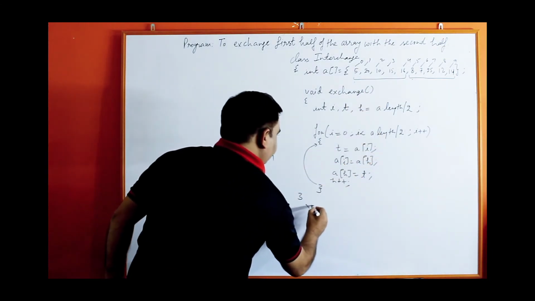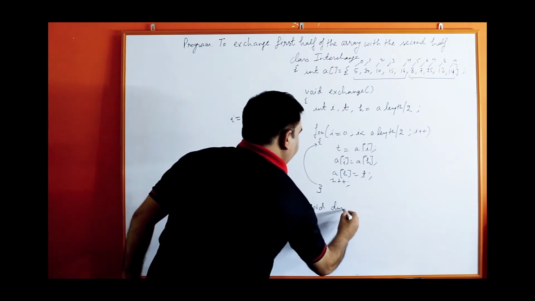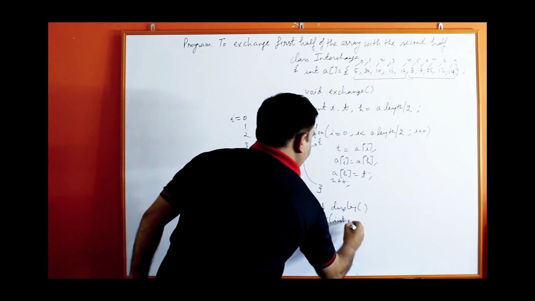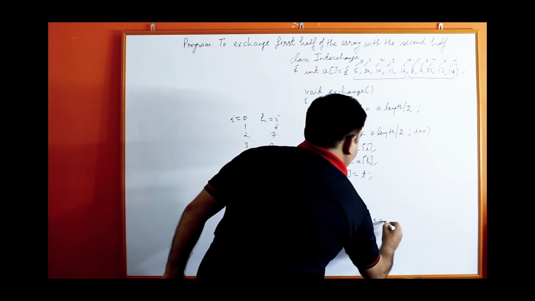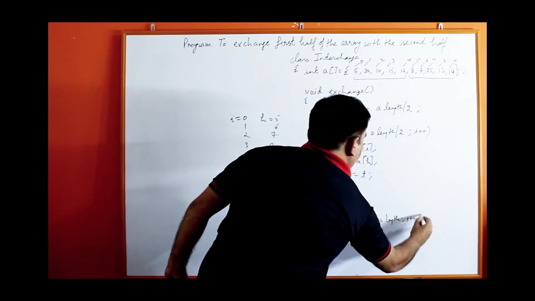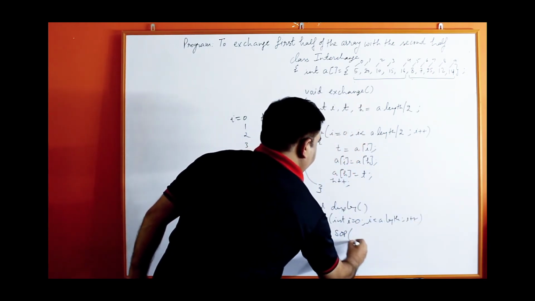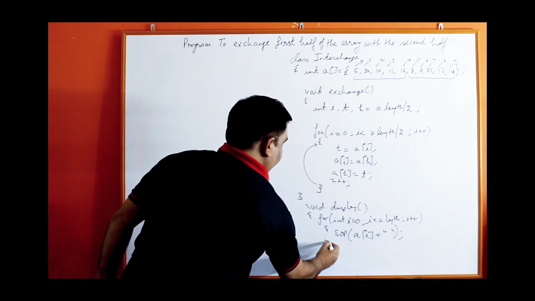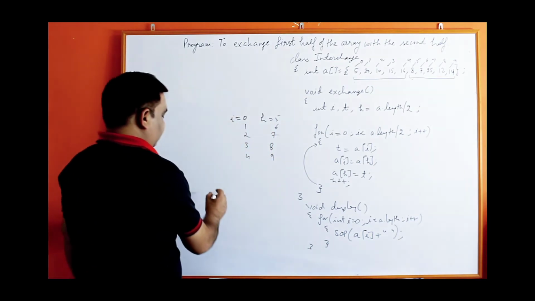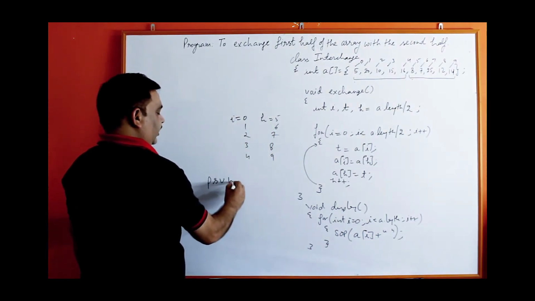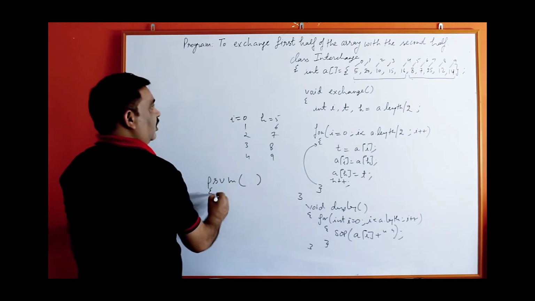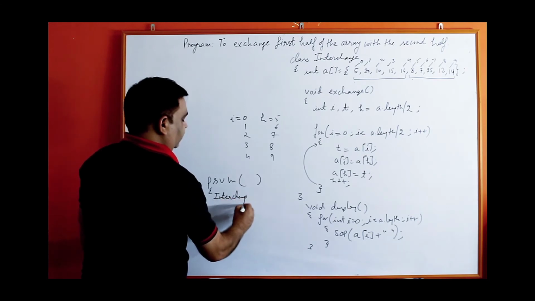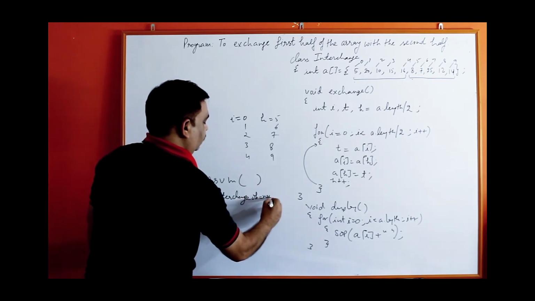Afterwards you can make the display function to print the values. Display: for int i equal to 0, i is less than a dot length, i plus plus, System.out.print a[i] with some space, one space is here. And now you can make the function public static void main, String arguments. Create the object of the class Interchange. The class name is Interchange.